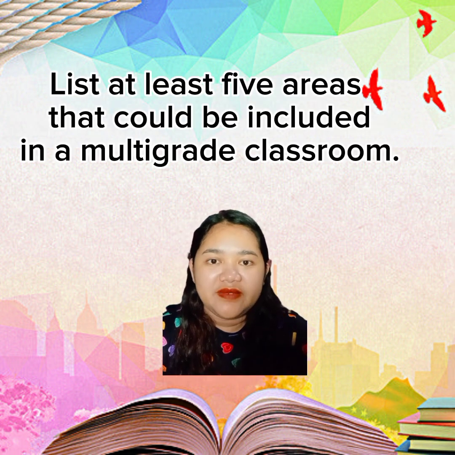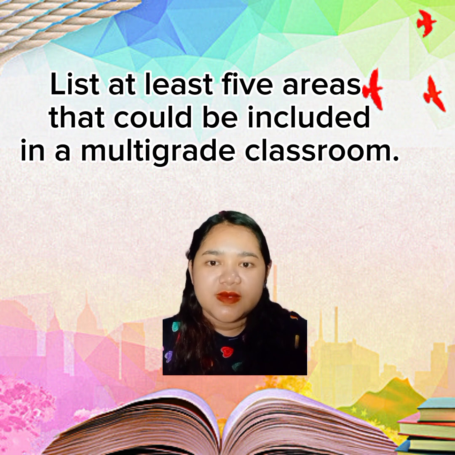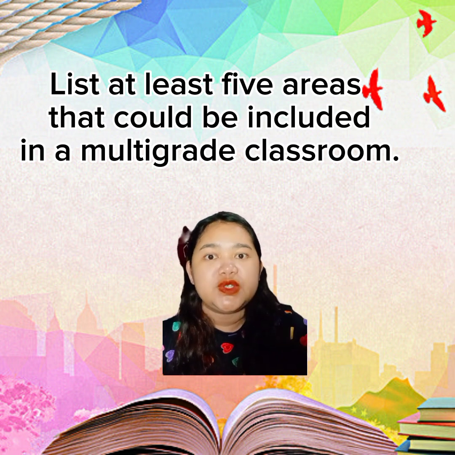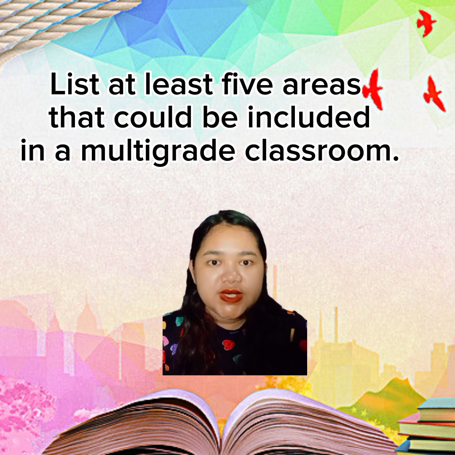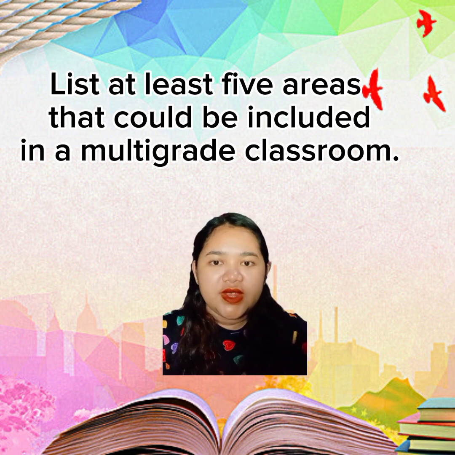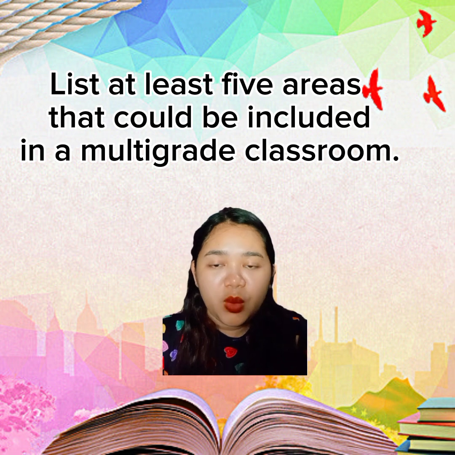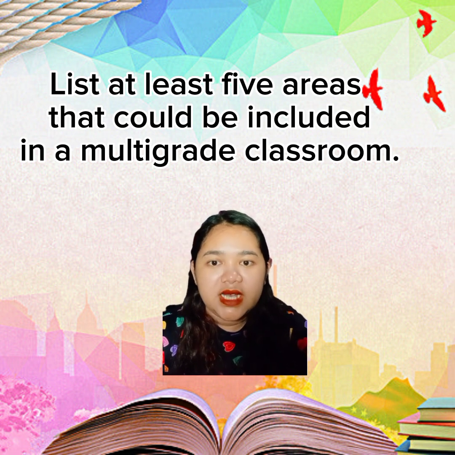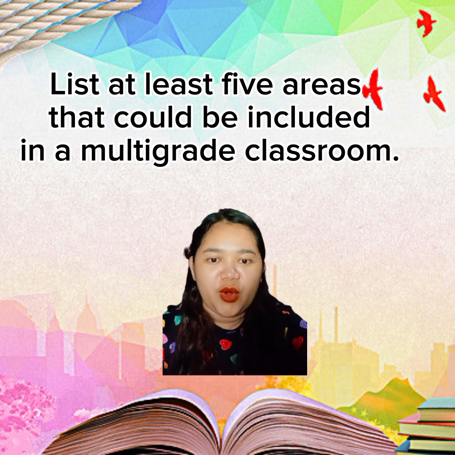List at least 5 areas that could be included in a multi-grade classroom. Well, this is what I've chosen. First one is student desk or tables, learning center and reading corner. The second one is dress-up corner or home corner. The third one is teacher's area, including desk and cupboards. The fourth one is class shop. And the last one is display area and chalkboard.